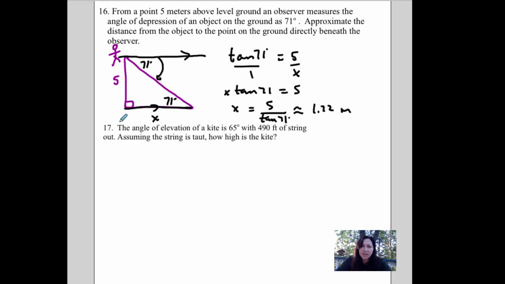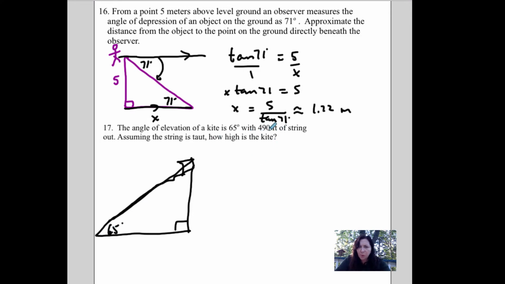All right. The next question says the angle of elevation of a kite is 65 degrees. So let's say here's my kite up here, and this is my string, and this is the height of the kite, and there we are. So the angle of elevation, that's the angle that you're looking up, is 65 degrees.